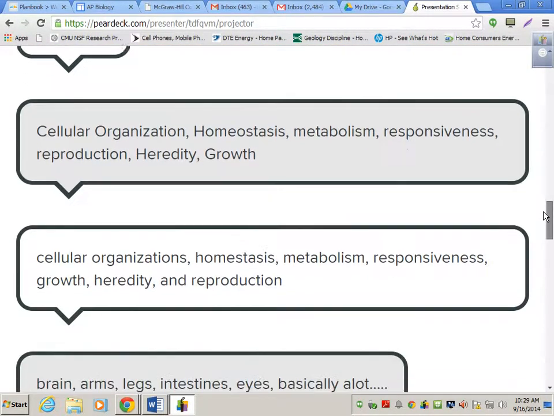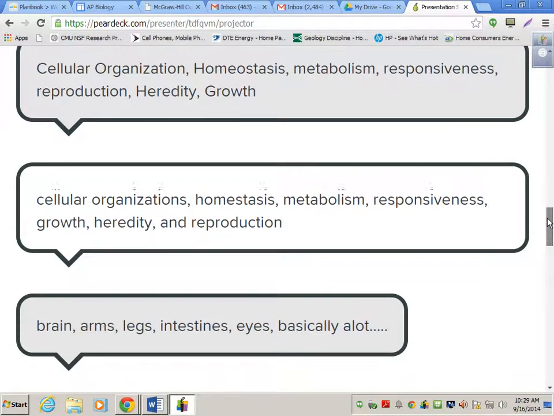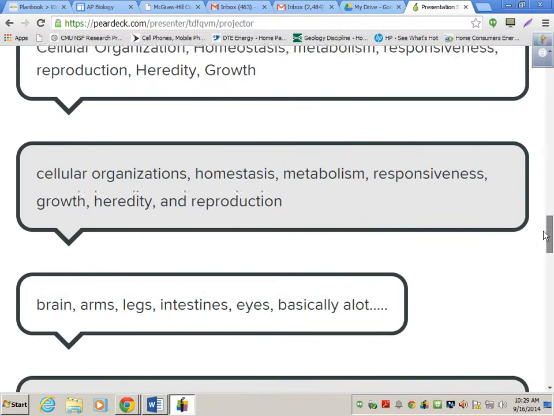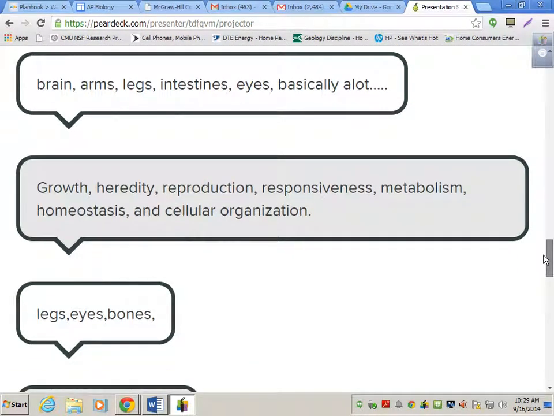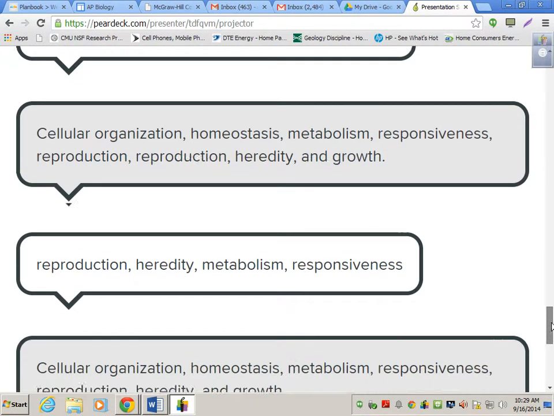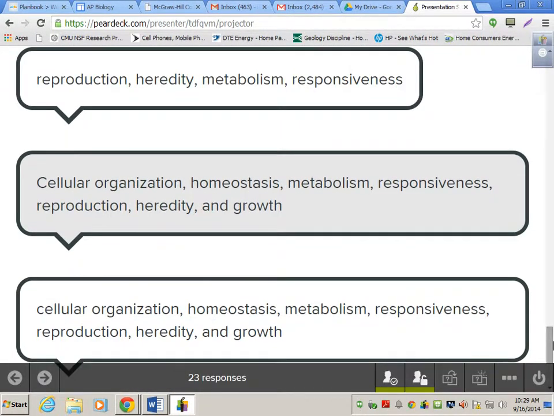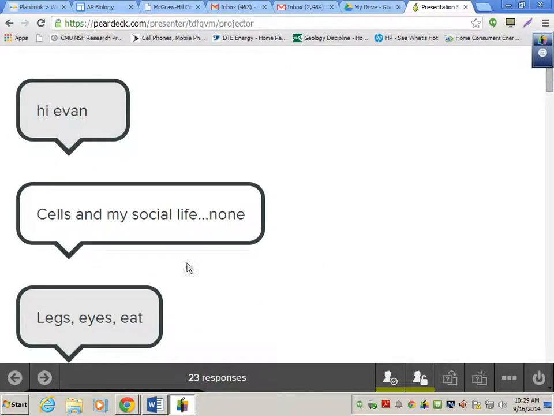They're both living. I like that. Yes. Cellular organization, homeostasis, metabolism, responses, reproduction, heredity, and growth. Yay. You get the idea? Intestines, basically a lot. Yes. Oh, there they are. Characteristics of life. Look at you guys. Home run. Well, maybe a triple.